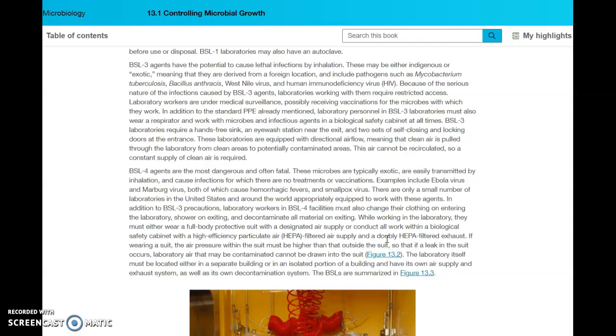There's restricted access. Only certain people are allowed in BSL 3s. They have to use a respirator. They work in a biological safety cabinet, so basically a fume hood, essentially. A hands-free sink. There has to be an eye wash station, and not only do they have to have self-closing doors, they have to have self-locking doors as well to restrict that access. They also have to have a fresh supply of air, so air is not recirculated in the BSL 3s.